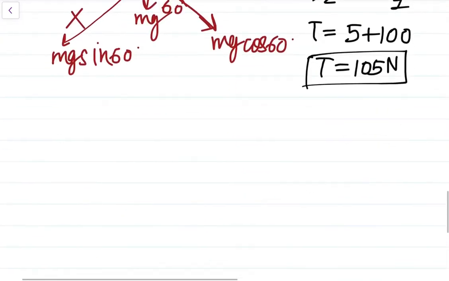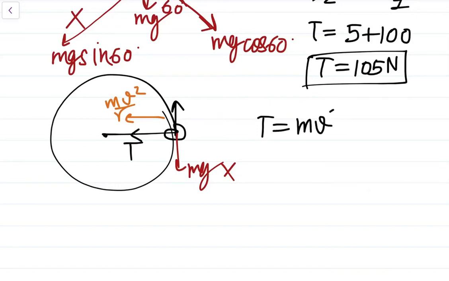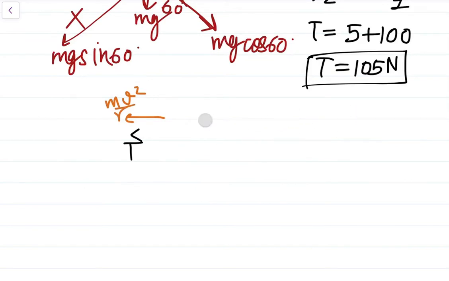If the particle was here, let's take an example. If the particle was here and its velocity was v, moving in a circle, and tension was T, obviously it would experience mv square by r here and mg here. So we have no use for this mg component because T will be equal to mv square by r, because only two forces are acting in this direction. Okay, so be careful while solving these problems.